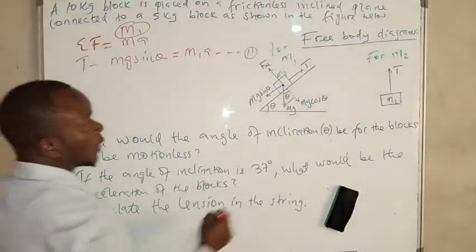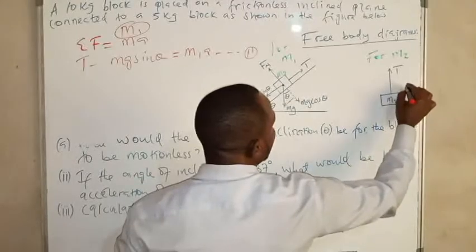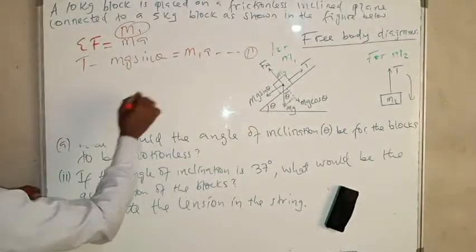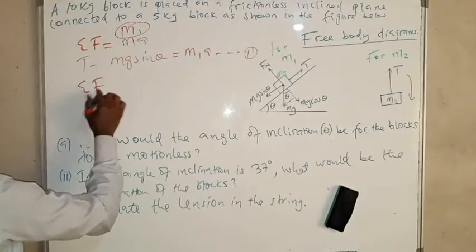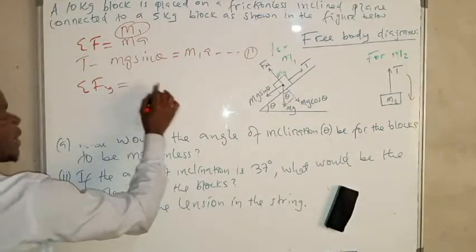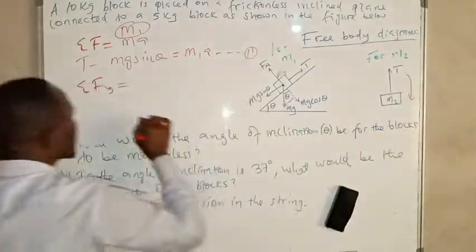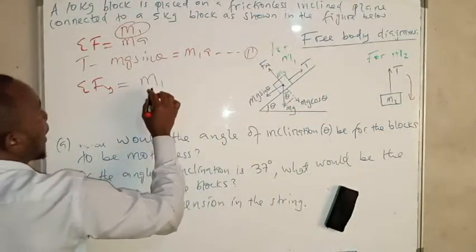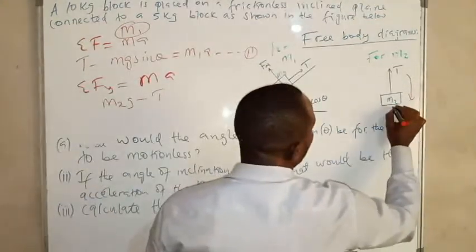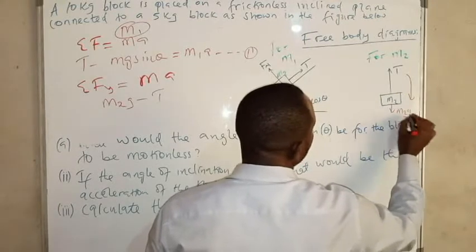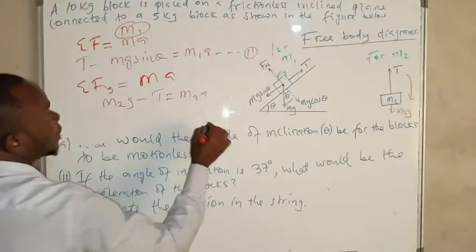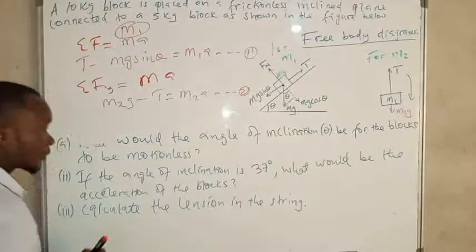Now, let us also come up with the equation for mass 2. Here, we assume that the object is moving downwards. So the summation of forces in the y direction must give us m2 g minus T, where m2 g is the weight here, equal to m2 a. Let us call this equation number 2.